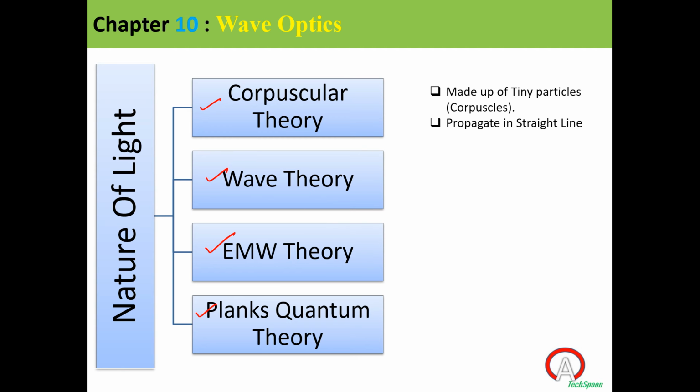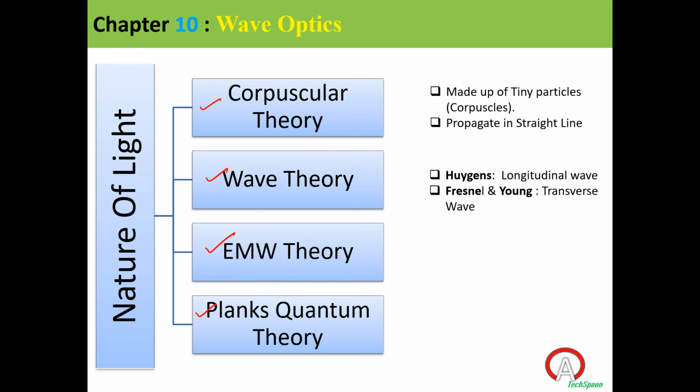But light is not moving in a straight line. That is the real scenario. Light is a wave in nature. Even though it has photon characteristics also, we can say that it is moving in a wave kind of movement. The corpuscular theory states that it is made up of tiny particles called corpuscles and light propagates in a straight line. Wave theory, who invented? Huygens and Fresnel and Young.